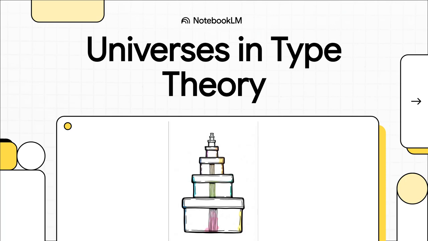Right at the very heart of logic and computer science, there's a problem so deep it can literally create paradoxes out of nothing. But what if the solution wasn't some complicated patch, but something beautifully elegant? That's what we're going to explore today with a concept called universes in type theory. It's how we learn to tame infinity.